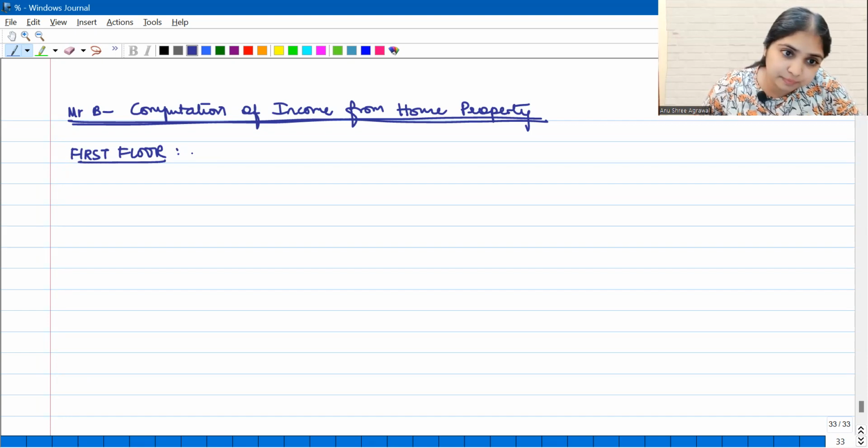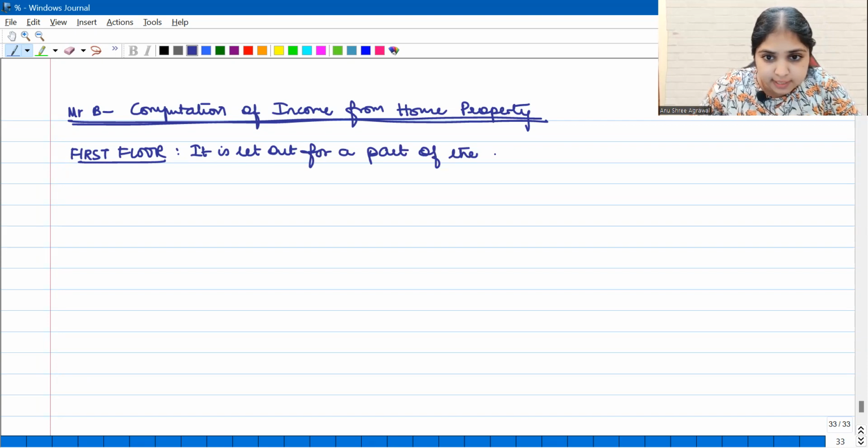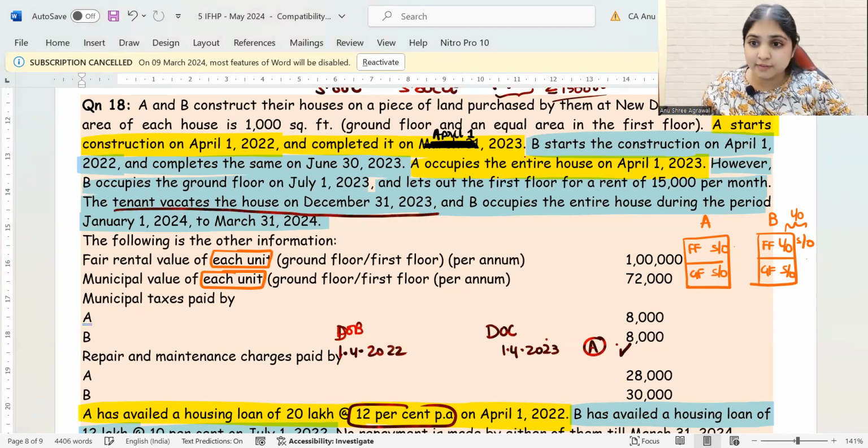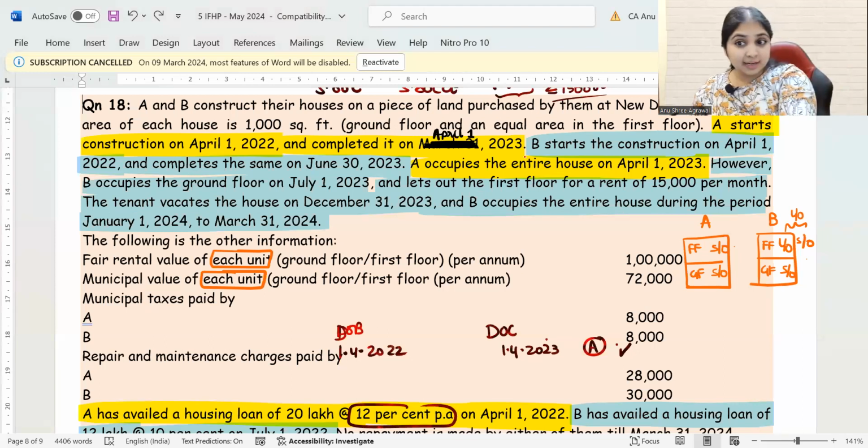Against this, write down, it is let out for a part of the year. See, it is let out for how long, guys? The question says tenant vacates on 31st December. So it is let out till 31st December.